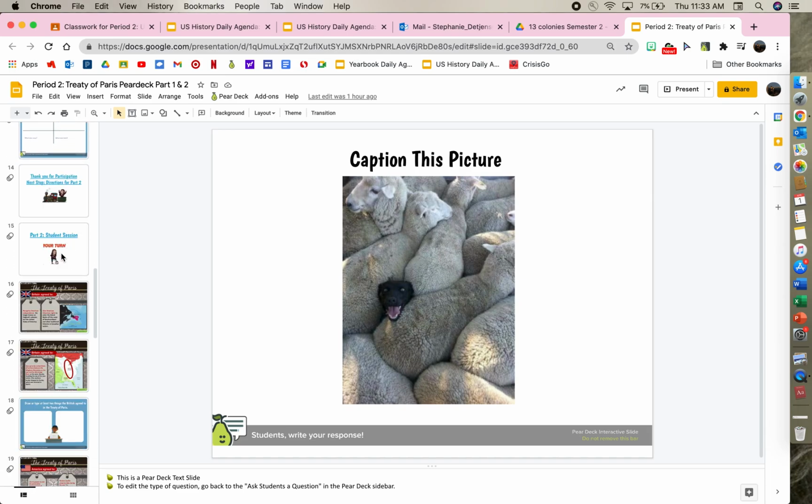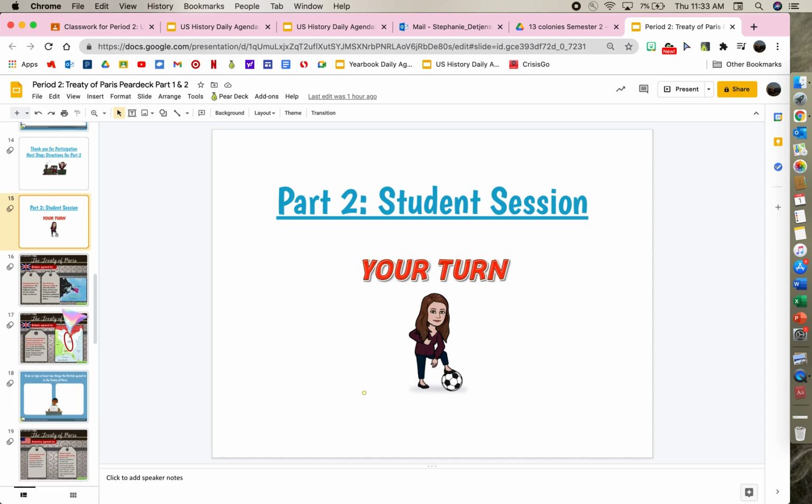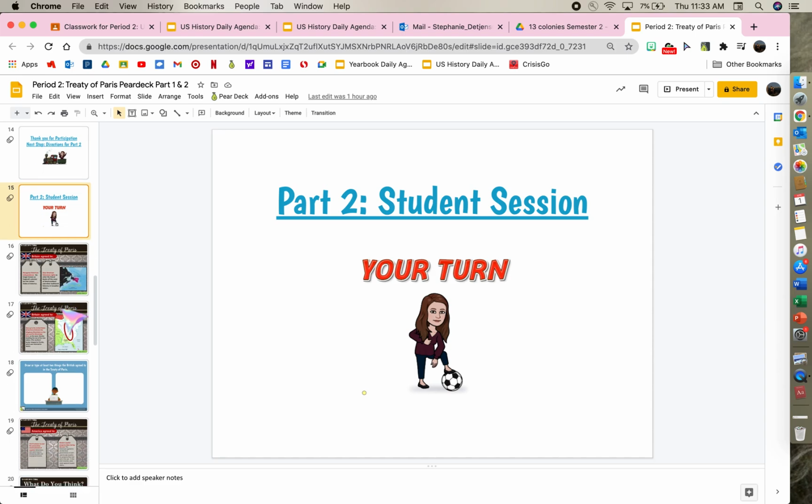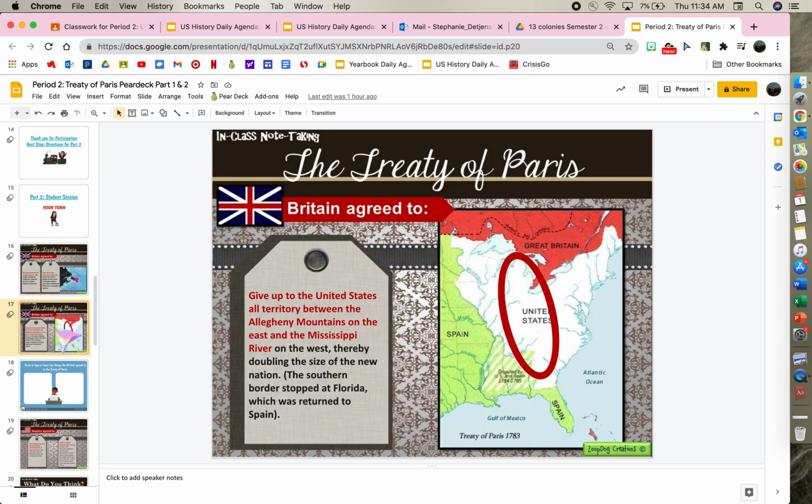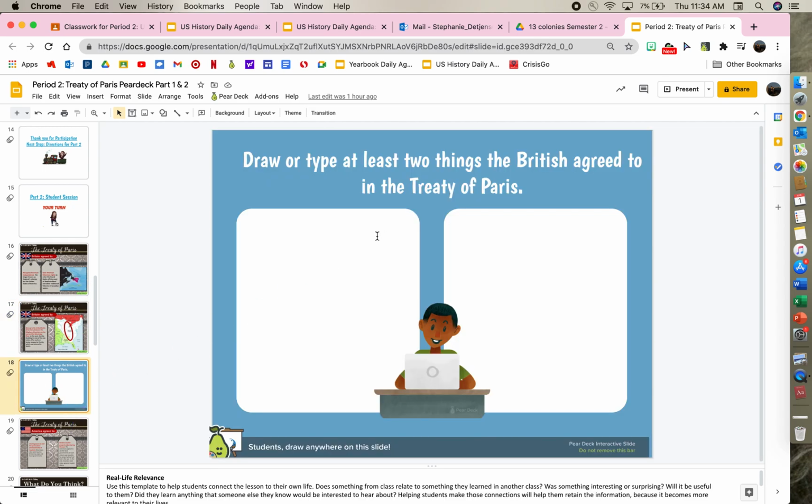Part two starts on slide 15, and it's a lot of reading and then just responses because this is like a note-taking Peardeck. So unfortunately, it is a lot of reading and then just doing small responses. So you're first going to read about the Treaty of Paris and what Britain agreed to, and then you're going to summarize what are two things that the British agreed to in the Treaty of Paris. It gave you three things, you only have to talk about two of them.